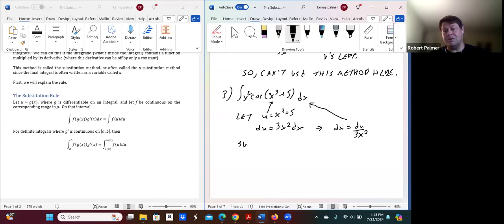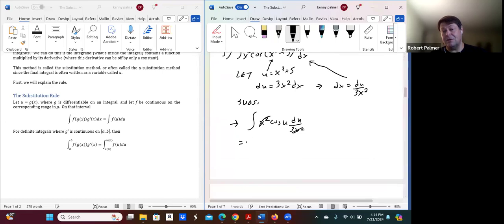We're going to do the substitution method, and through that substitution, that's going to give us the integral of x squared times the cosine of u, and then du over 3x squared. Now this time, the x squareds will cancel out here and here. I can bring this 3 down to the bottom as a 1/3 out front. And now we have what we want: the cosine of u du. All right, and now we have no more x's, which is what we want.